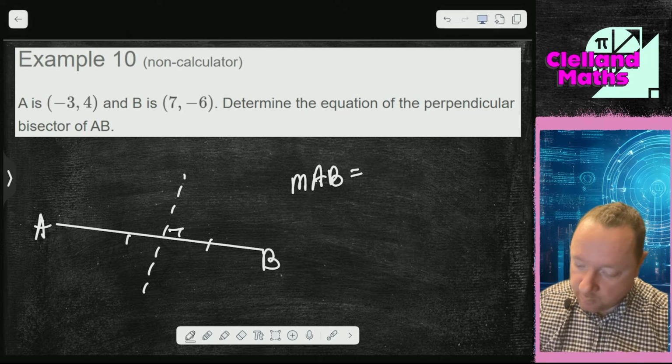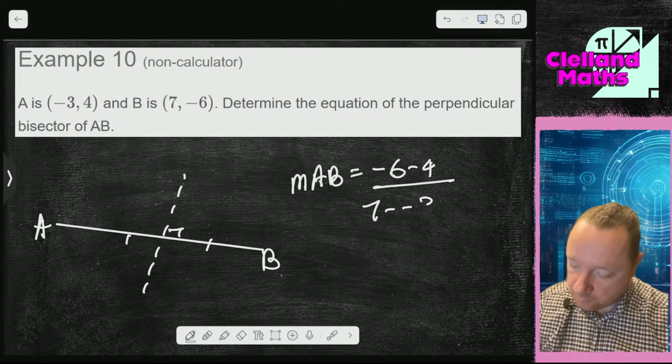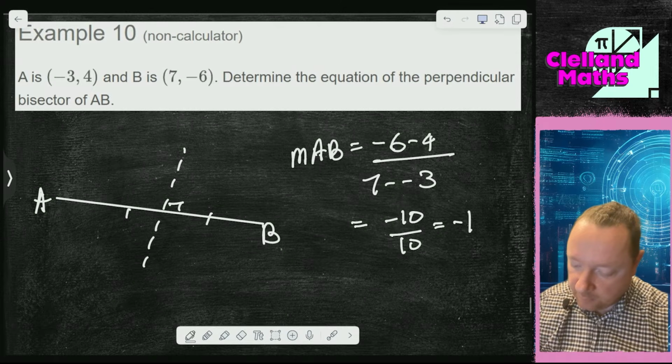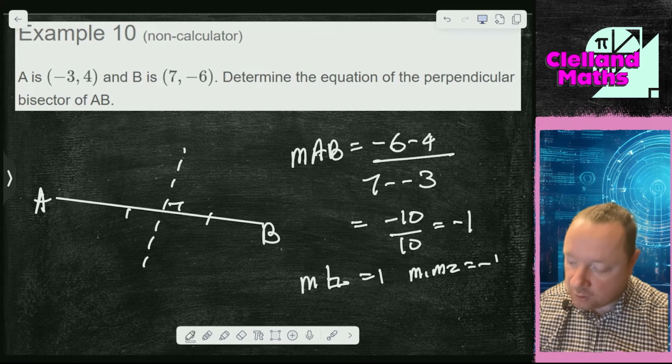So minus 6 minus 4, 7 minus minus 3, that's minus 10 over 10, which is minus 1. That means I immediately know the gradient of the perpendicular is 1, because m1 times m2 equals minus 1.